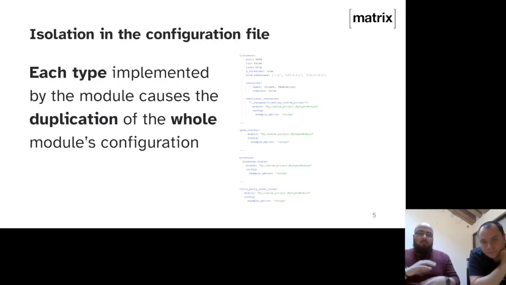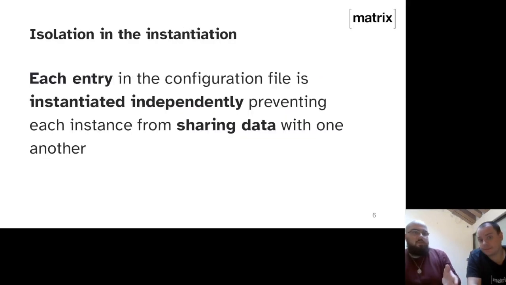If you want, for example, your spam checker to also implement a web endpoint on Synapse's web server, you would need to duplicate the configuration of your module, because the module needs to appear in both the spam checker section of the config and the additional resources section of the config. And if you wanted to also do some things around presence and event rules, you need to duplicate that even more, and that kind of ties into the fact that the instantiation of modules is also isolated.